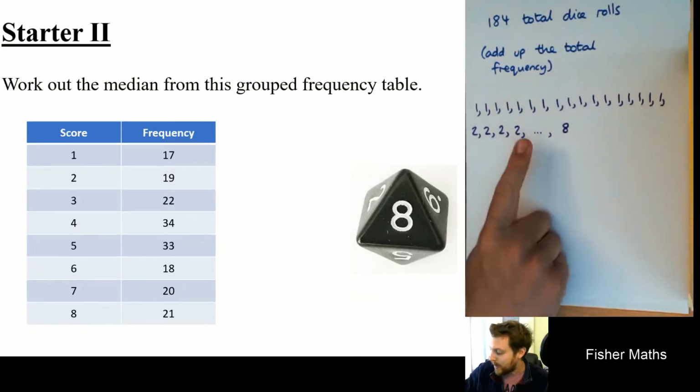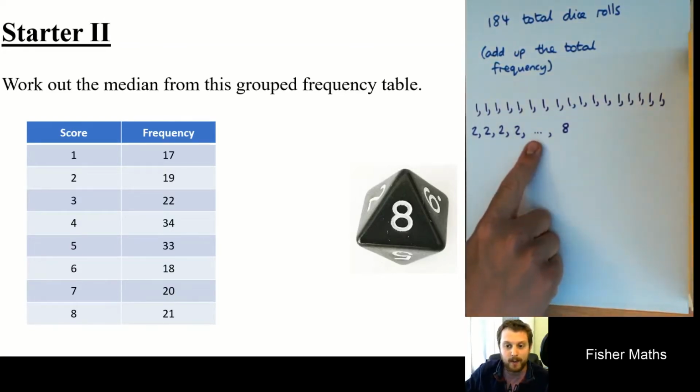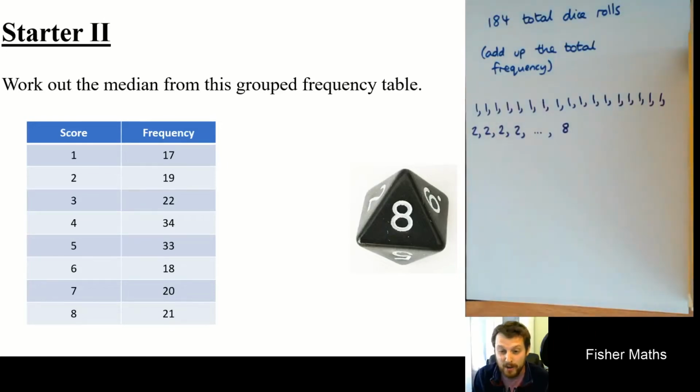And all together, if I could be bothered, I wouldn't have put the dots. I would have written 184 numbers in a row, right? where the first 17 of them are 1, followed by 19 2s, followed by 22 3s, etc., etc. That information is in that table. And the question then is, well, how am I going to work out the median? I mean, that is literally what the question is. How do you work out the median?